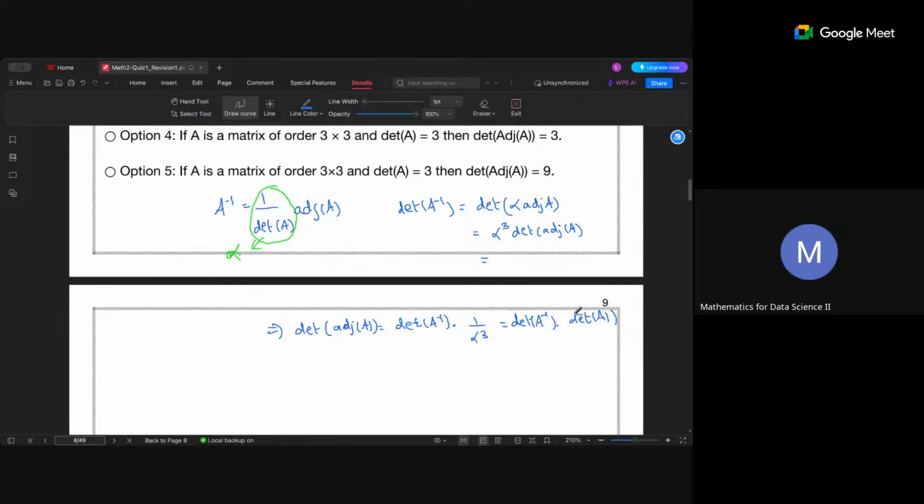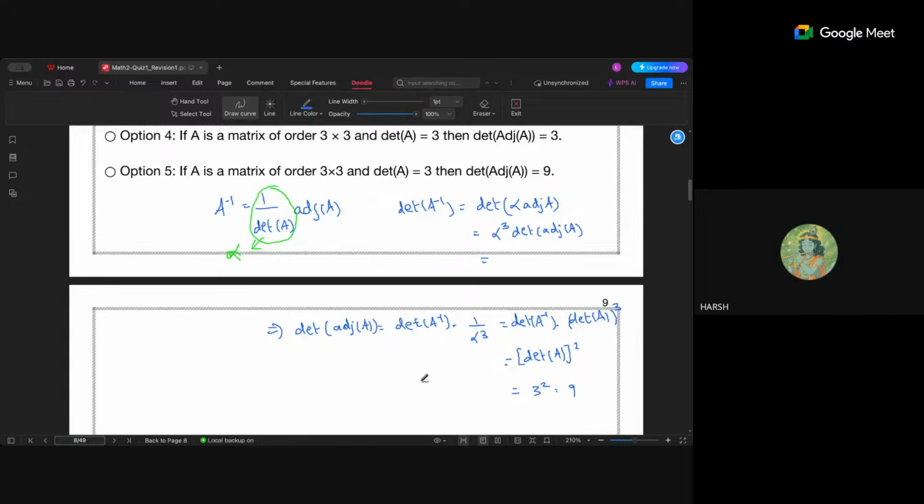Correct? Yes, ma'am. So when we use the properties of matrix multiplication and determinant, what will we get? Determinant of A square. So what is determinant of A given to be? 3. So it should be 3 square. So the answer is this.